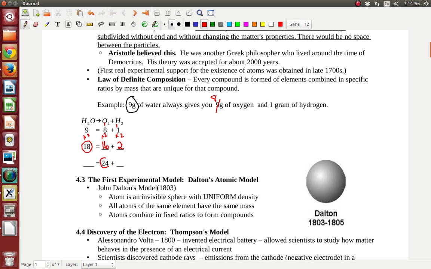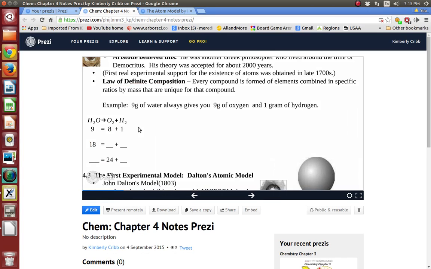Now if I have 24 grams of oxygen, then the ratios still have to be identical. So if I have 24 grams of oxygen, that's 8 times 3. So 1 times 3 would be 3 grams of hydrogen, and then add that together, that's 27 grams of water. So 9 times 3 gave me 27. The 8-to-1 ratio stayed exactly the same each time. That is all the law of definite composition is, just keeping that ratio the same. Okay, let's go back to the Prezi.